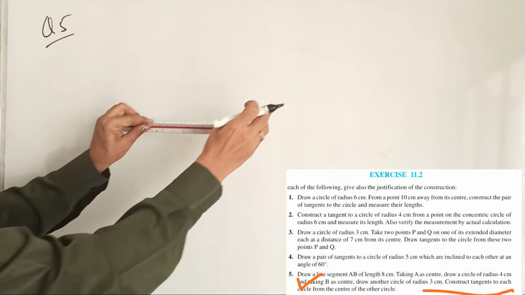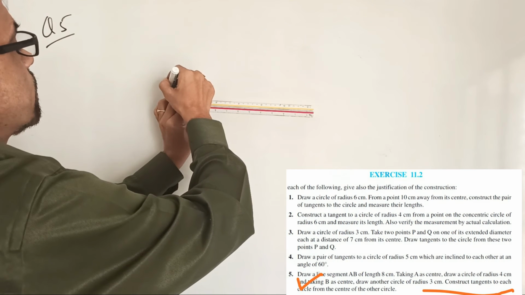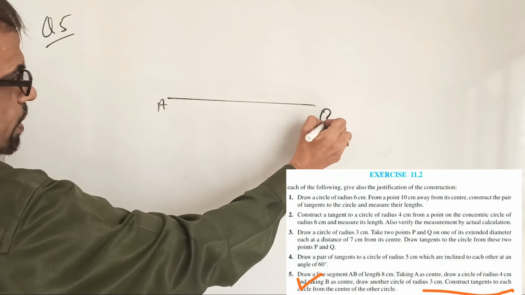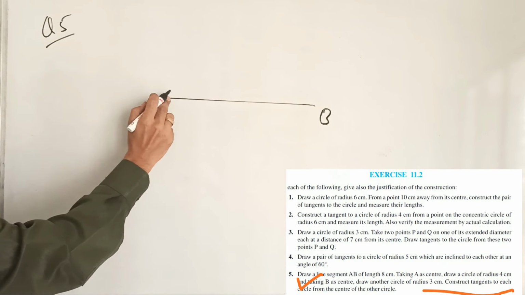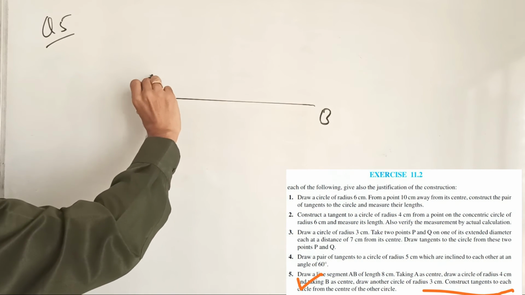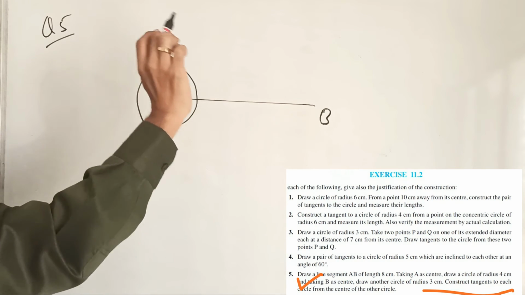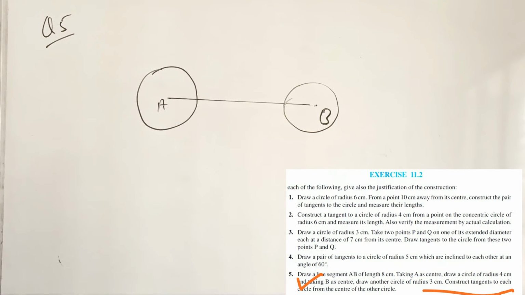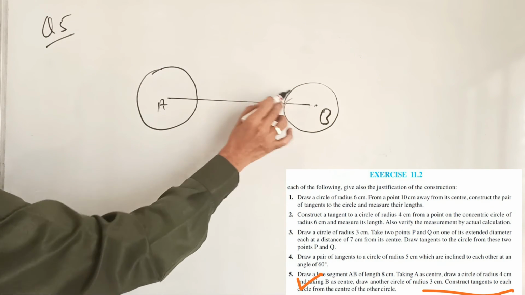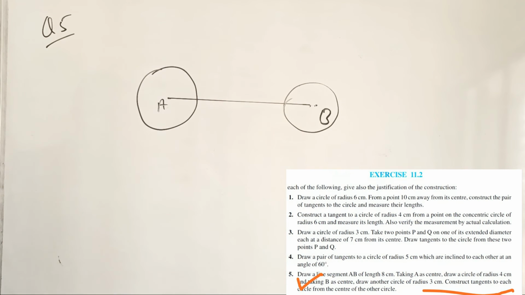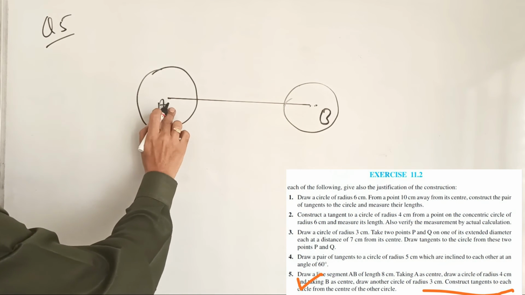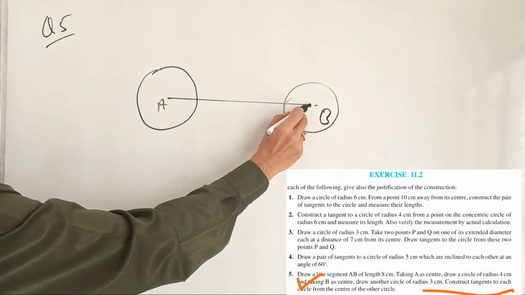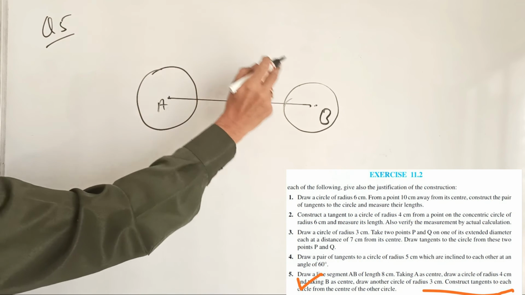Very important question, the 5th. The line segment AB is given of length 8 centimeter. We need to draw two circles, with radius 4 centimeter and with radius 3 centimeter, using the compass. Now we need to draw the tangents to one another's circle from the centers. Now simple, student, we learned the concept of how to draw tangents from an external point. This is the external point for this circle, this is the external point for this circle.